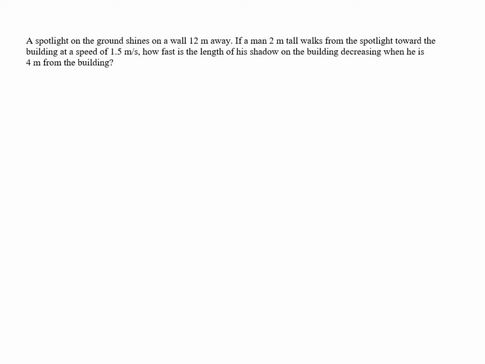A spotlight on the ground shines on a wall 12 meters away. If a man 2 meters tall walks from the spotlight towards the building at a speed of 1.5 meters per second, how fast is the length of his shadow on the building decreasing when he is 4 meters from the building? Let's get a little bit of a diagram to look at what's going on here.